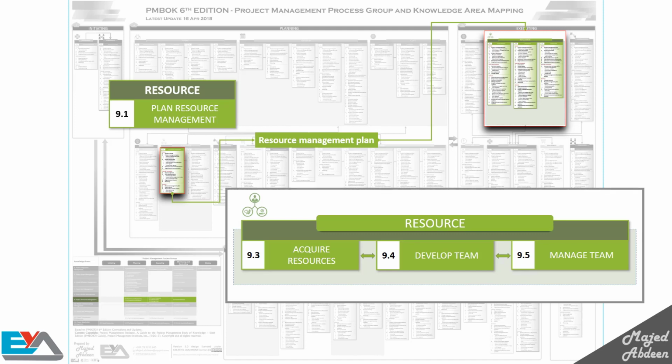Then we have develop team. This process and the next process, which is manage team, are very close to the third chapter in PMBOK, the role of the project manager. You will see many similarities between them. After you acquire the team, you need to spend some time developing them, which is what this process is all about. You can do this in a few ways.